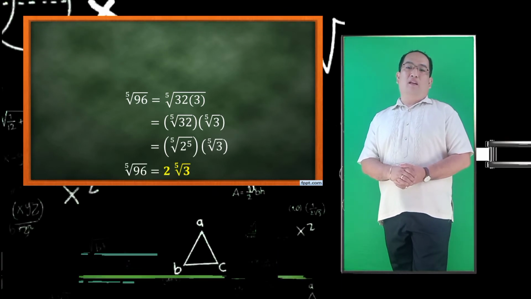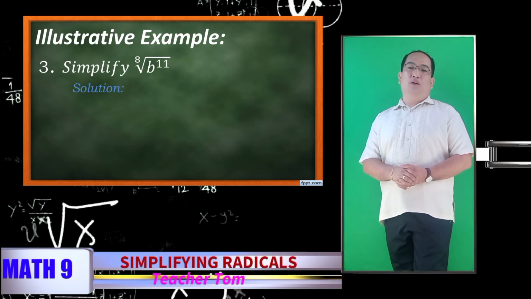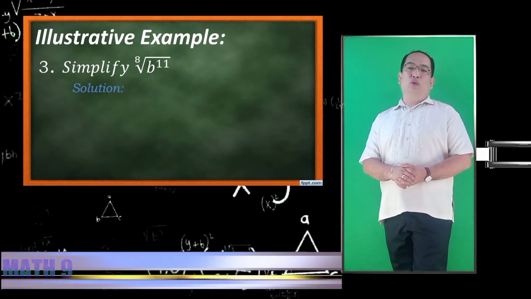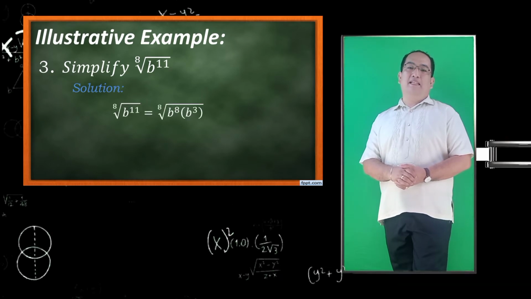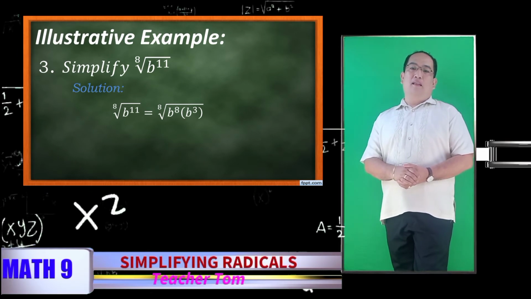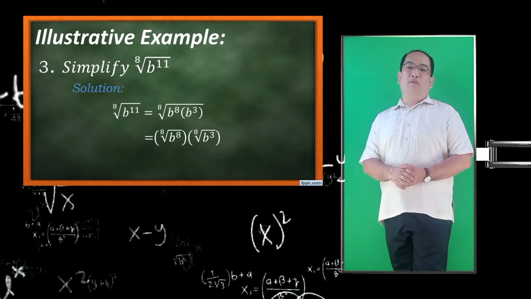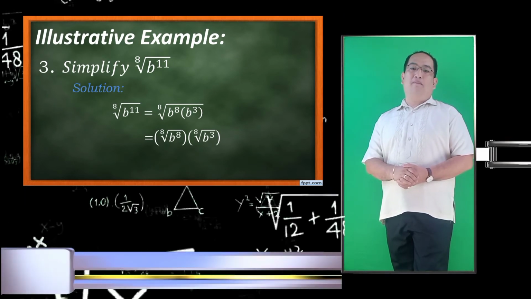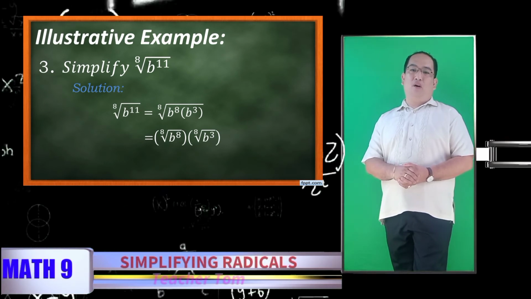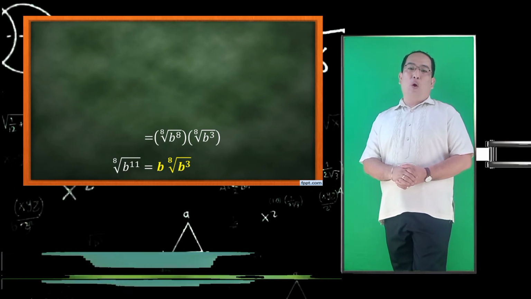Let's move on. Number 3. Simplify the 8th root of b raised to the 11th power. So, the solution: 8th root of b raised to 11 can be expressed as 8th root of b raised to the 8th power times b cubed. Then break it down. We have 8th root of b to the 8th power multiplied by 8th root of b cubed. Therefore, 8th root of b raised to the 11th power is equal to b times 8th root of b cubed.